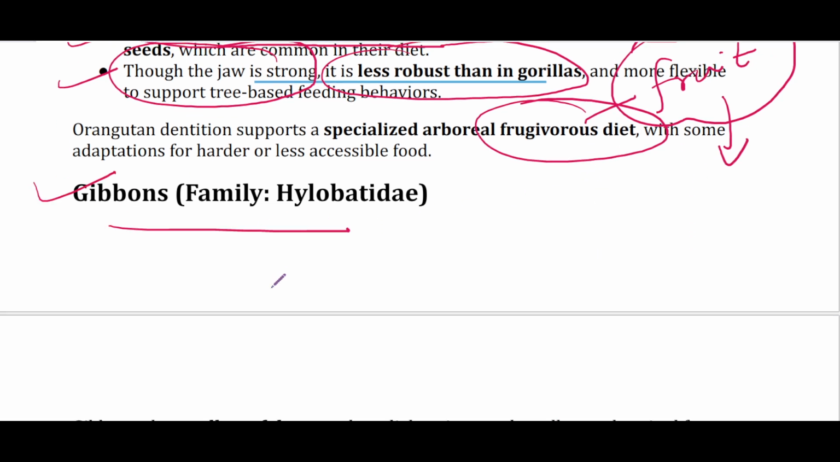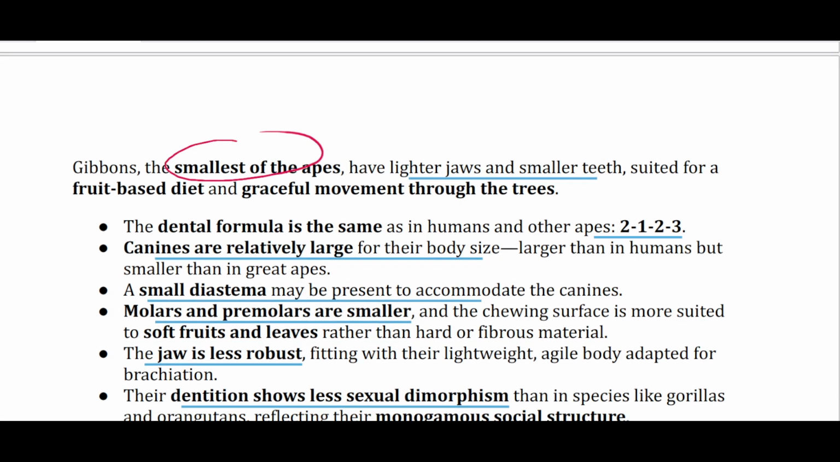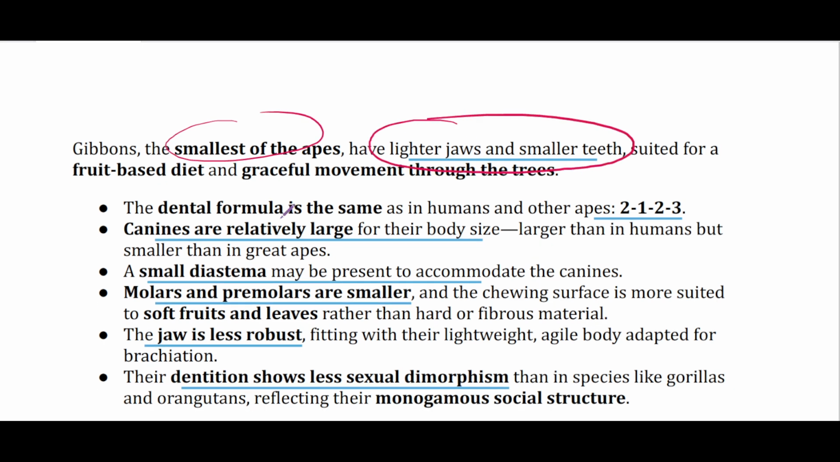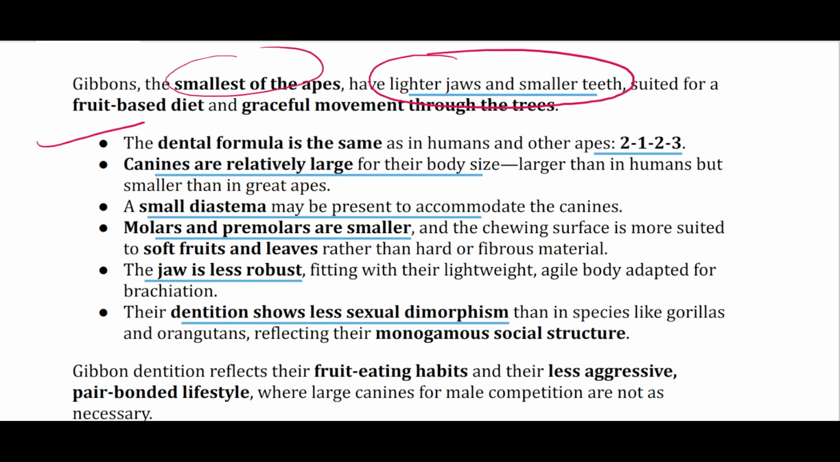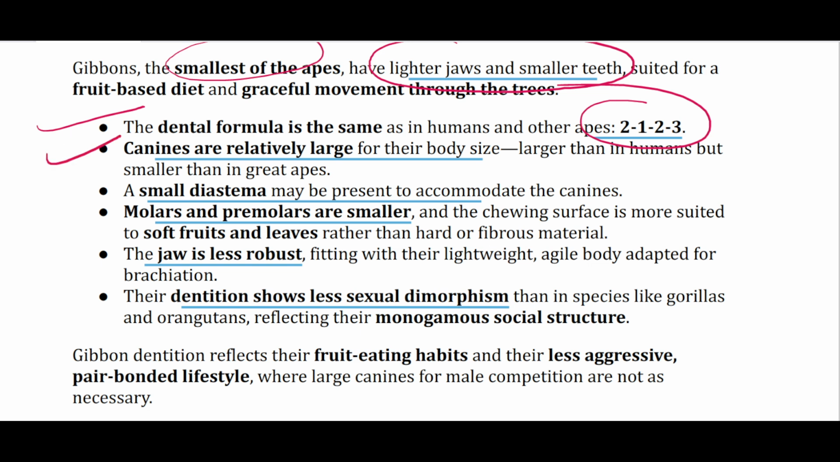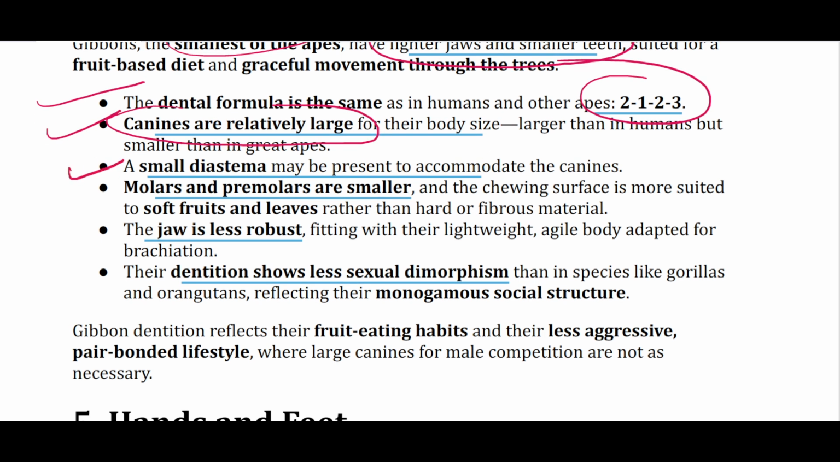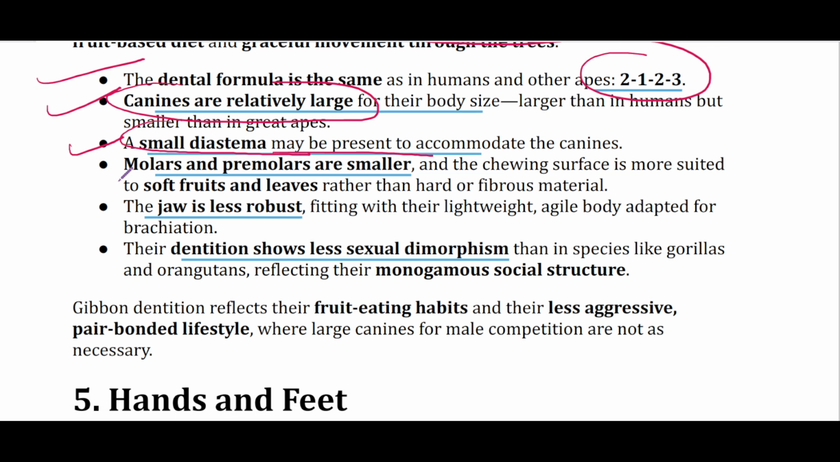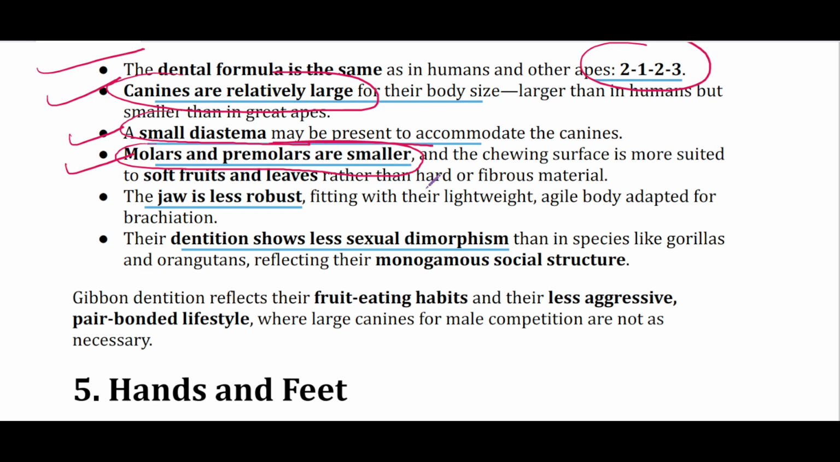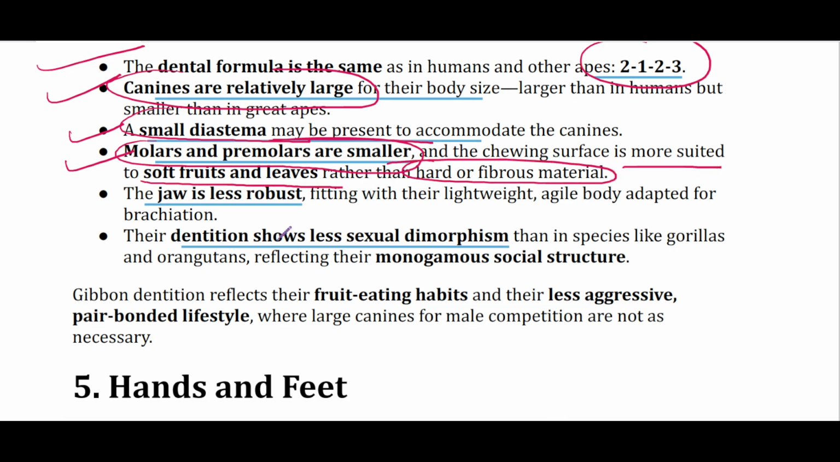Now, gibbons. They are the smallest of apes and have lighter jaws and smaller teeth. The dental formula in all apes is 2-1-2-3. Then they have large canines for their body size, and if canines are there, diastema will be there, and molars and premolars are smaller. So if they are smaller, it means they are not eating any hard or fibrous material, but have shifted to more soft fruits and leaves.